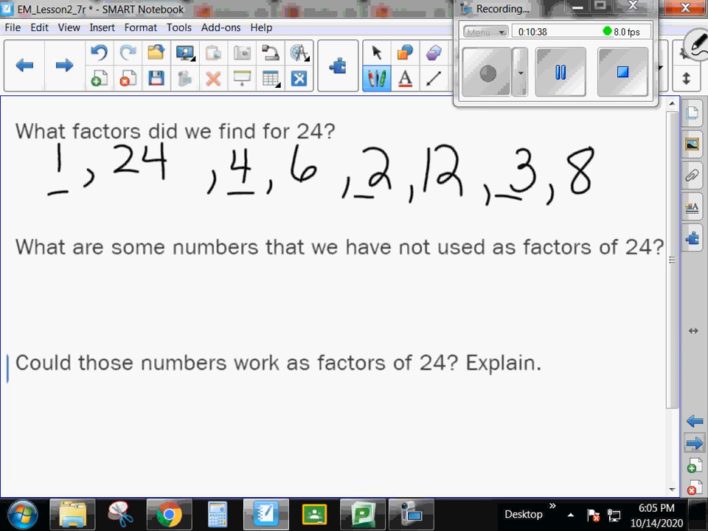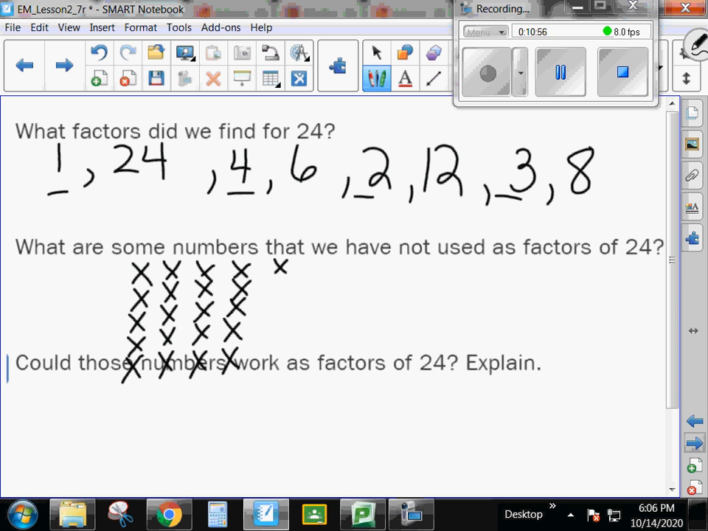Okay, when I try to do 5, what if I tried to do 5 in a row? So 1, 2, 3, 4, 5, 6, 7, 8, 9, 10, 11, 12, 13, 14, 15, 16, 17, 18, 19, 20, 21, 22, 23, 24. Will 5 work as a factor so that I have an array that equals 24? Okay, 5 does not work. So 5 did not work.